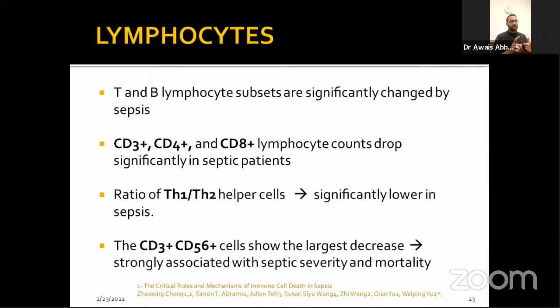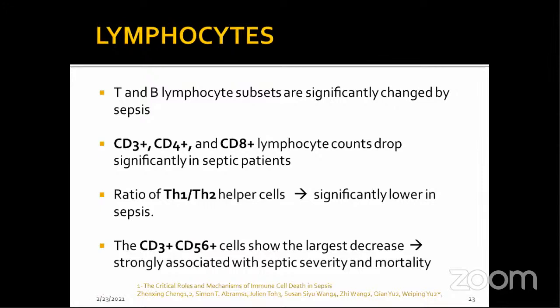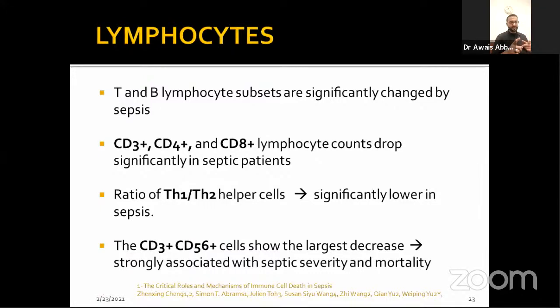What happens with lymphocytes? T and B lymphocyte subsets are significantly changed by sepsis. We encounter a decreased count of these cells because of exaggerated apoptosis. CD3, CD4, and CD8 lymphocyte counts have a significant drop in septic patients. The ratio of Th1 to Th2 helper cells is also significantly lowered in sepsis. Another thing is that CD3-CD56 cells show the largest decrease that has been observed in the data, and their decrease is very strongly associated with sepsis severity and mortality.